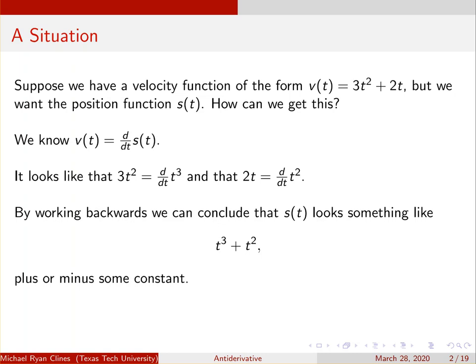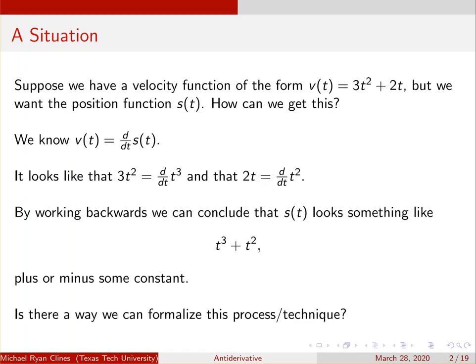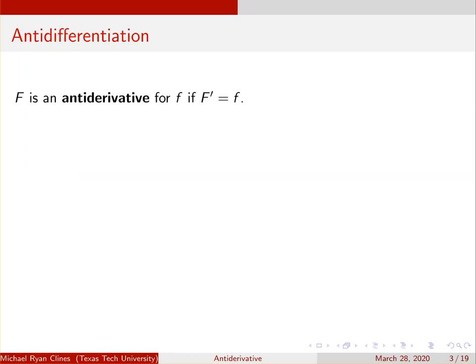Now, that required a little bit of intuition, didn't it? We had to look at these two pieces and try to recognize what we took the derivative of to get there. That seems kind of hard to just eyeball. So it leads to the next question: is there a way we can formalize or make strict this technique, this process? Well, this leads us into the concept of antidifferentiation.